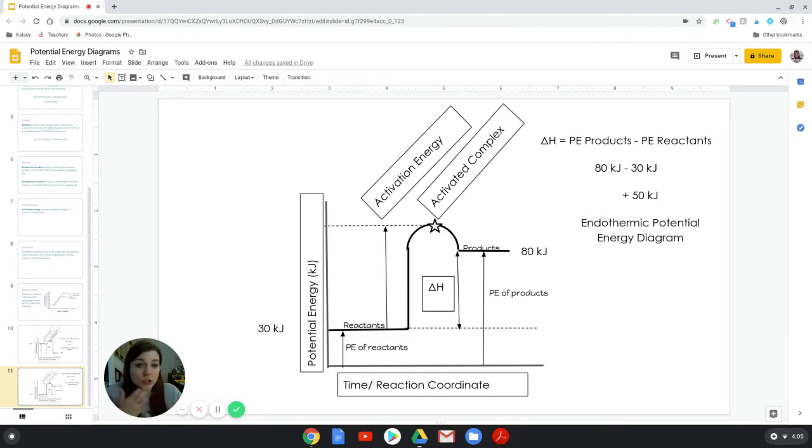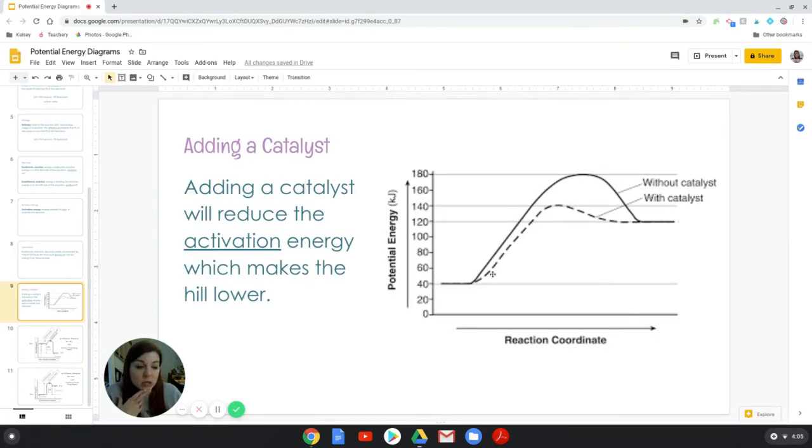And then if I were to add a catalyst, I would actually get something like this, where I have a smaller activation energy. My new activation energy would actually go from here to here. So this would be my new activation energy with a catalyst, instead of it being this tall.